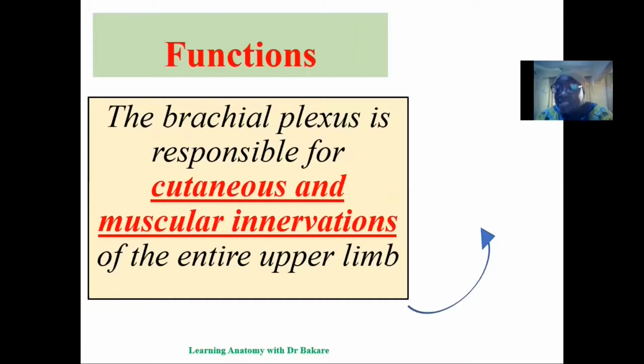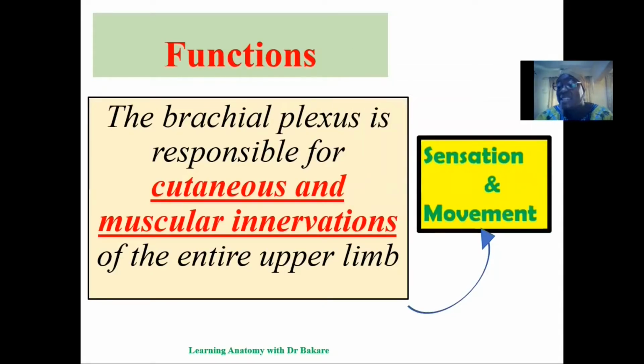The brachial plexus is responsible for cutaneous innervation of the upper limb and also muscular innervation of the upper limb. And what this means is that we would be able to feel the sense of touch in the upper limb, also the sense of pain. All these will be allowed due to the innervation that the brachial plexus supplies.